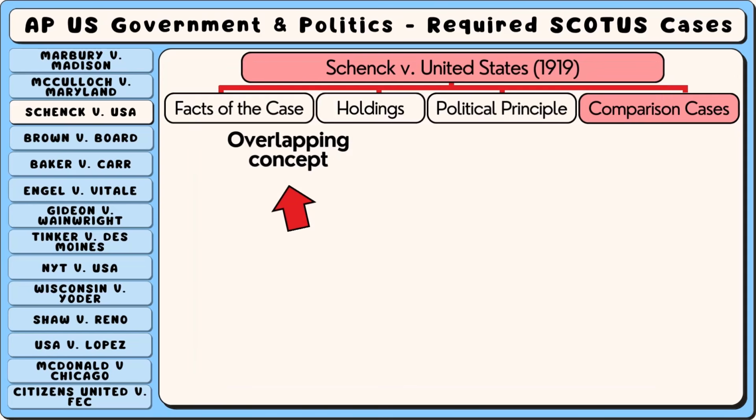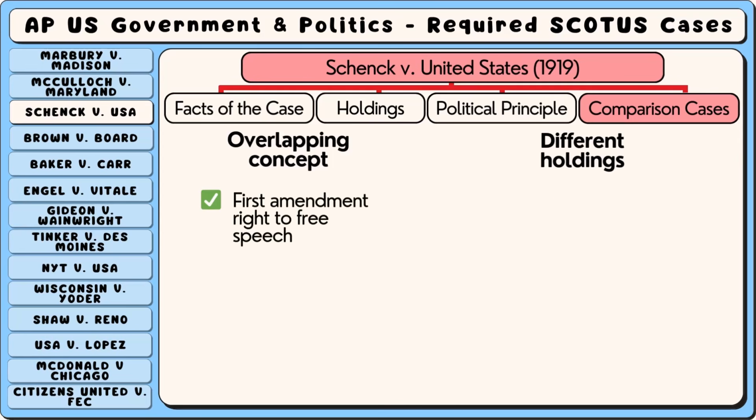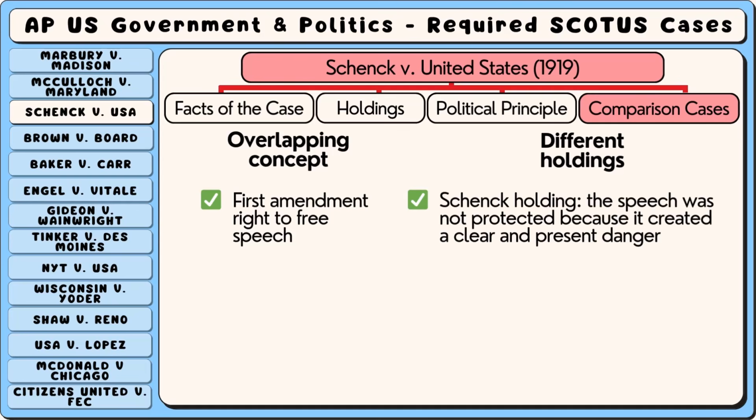So, to prepare you for the exam, let's identify the overlapping concept between Schenck versus United States and Cohen versus California and how the holdings differ. First, both cases involve the First Amendment and the question of whether the government can limit speech that people find offensive or harmful. As for the holdings, the holding in Schenck versus United States was that the speech was not protected because it created a clear and present danger during wartime.